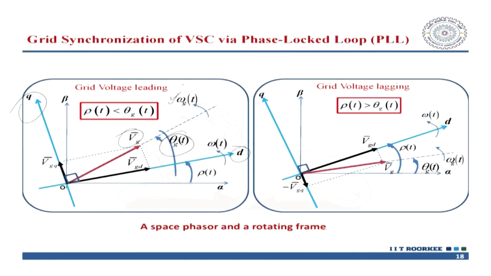Whereas, if the reverse happens, this value is theta g, this is alpha, and this value is Vg, and this value is the D axis component of the grid voltage. Where rho t is greater than theta g, we call that the grid voltage is lagging, and this is called the phase phasor in a rotating frame of reference.